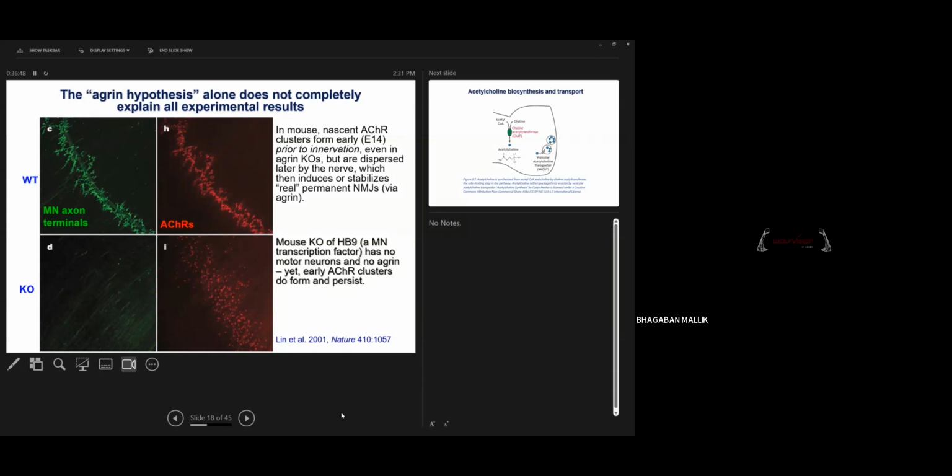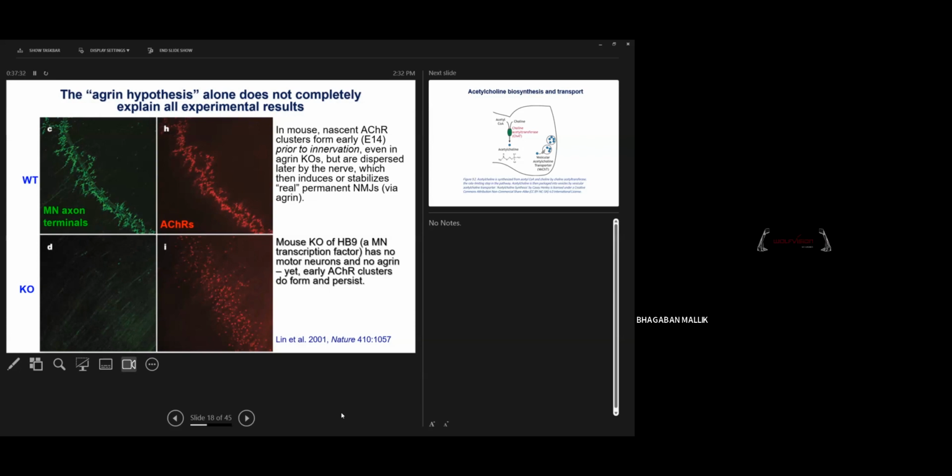Here this is a wild type synapse. The green that you are seeing is the wild type mouse neuromuscular junction, the motor neuron axon terminal, and the red in the other channel is the acetylcholine receptor. And here is the knockout mouse, knockout for the presynaptic terminal. They knocked out this transcription factor HB9, which is a motor neuron transcription factor. When they knock out HB9, you do not see the presynaptic compartment or presynaptic motor neuron. So you have loss of presynaptic motor neuron, but you can see you still have the postsynaptic acetylcholine receptor.